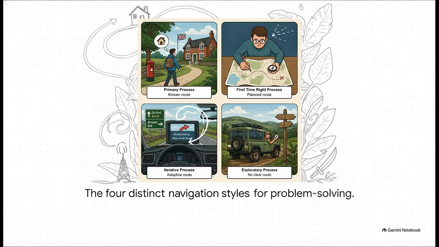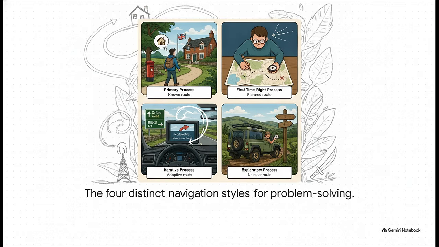Here's the core idea. A process is never just a matter of personal preference. It's a highly calculated match between the problem you're facing and the actual cost of being wrong. Think of these as 4 totally distinct navigation styles. First, you have the primary process. It's like walking a known route you've taken 100 times. Then there's first time right, where you're meticulously planning a route because frankly, failure would be disastrous.